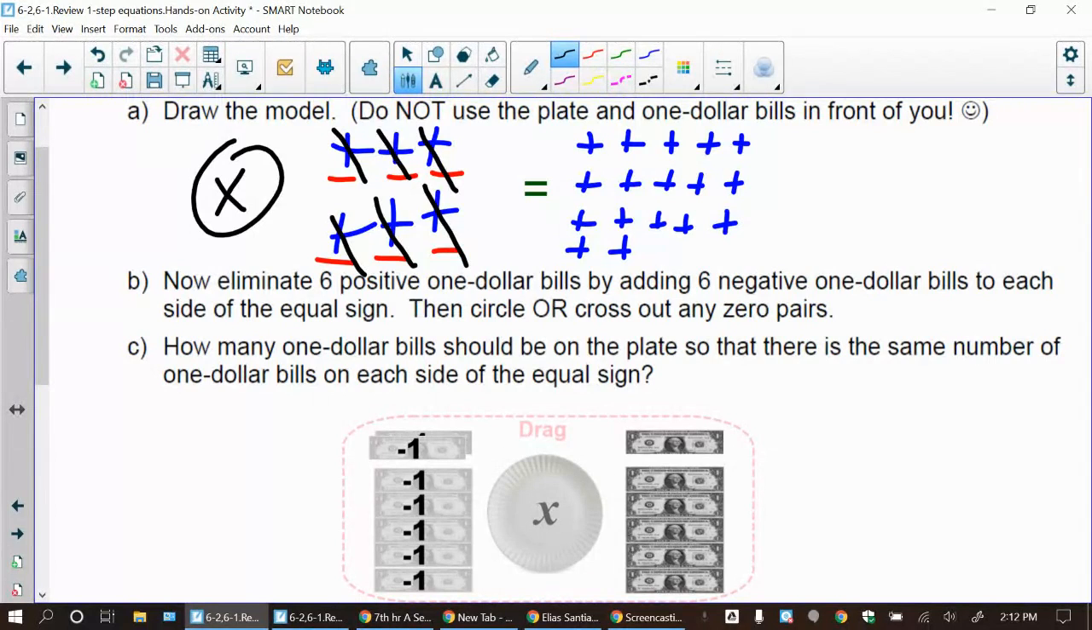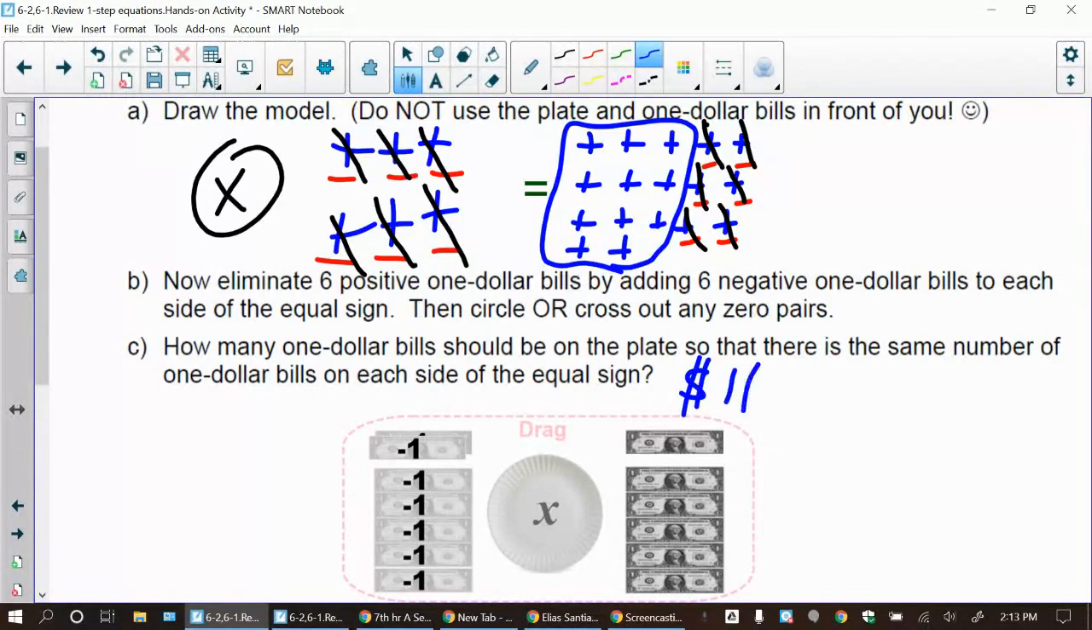Okay, that's on one side. So now I've got to do the same thing on my other side. So 1, 2, 3, 4, 5, 6, and those were my 0 pairs. So how many $1 bills should be on the plate so that they are the same $1 bills on each side? Well, this right here tells me how many $1 bills, because this is what has it canceled out. So I have 8, 9, 10, I have 11. So we should have $11 on our plate.